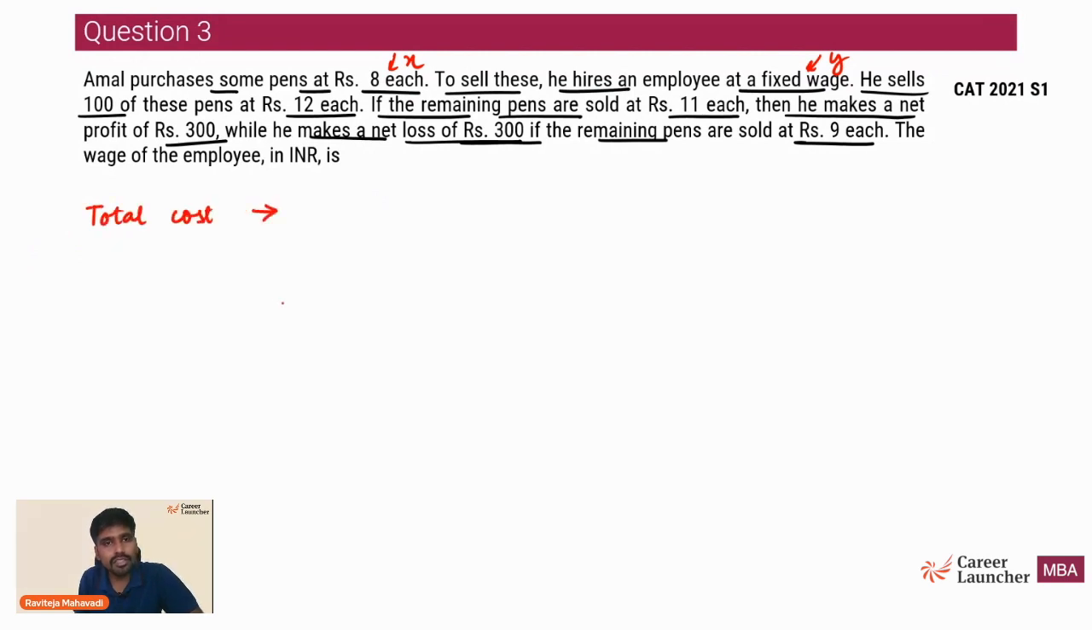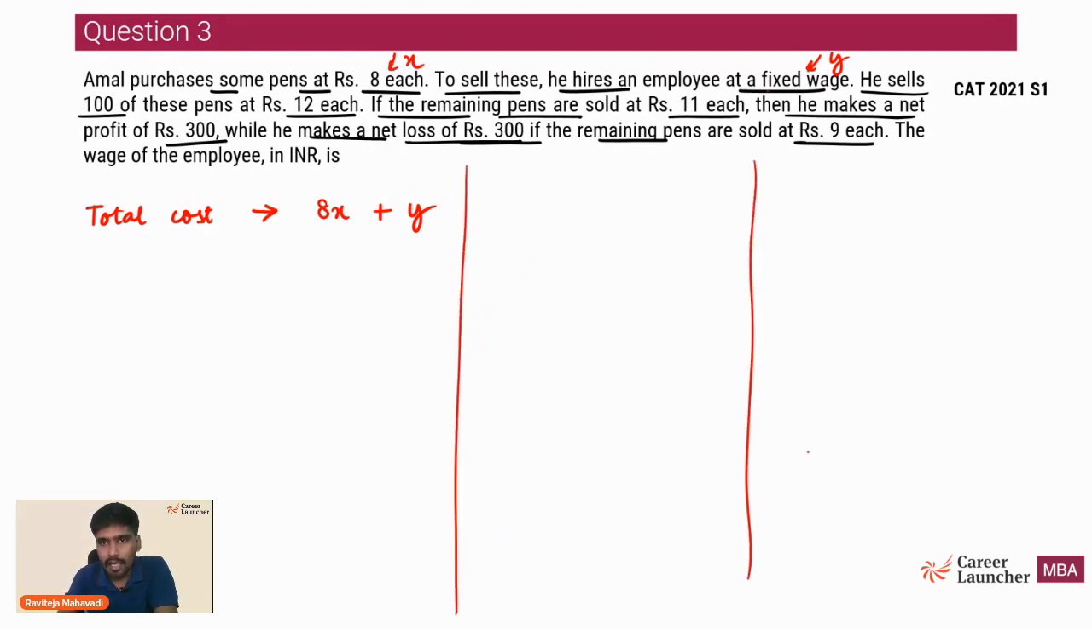Total cost that he has incurred is how much? 8 rupees times x pens, 8x. And if the wage of the employee is Y, 8x plus Y is the total cost. All right, 8x plus Y is the total cost. Now look at what happened in scenario 1 and what happened in scenario 2.